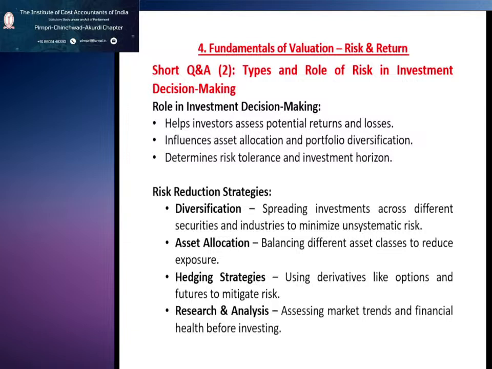Hedging strategies: using derivatives like options and futures to mitigate risk. These are the derivative instruments which have developed over a period of time in the capital markets, and typically derivatives are considered to be hedging instruments for risk. And the fourth strategy of risk reduction is obviously research and analysis, assessing market trends and financial health before investing.